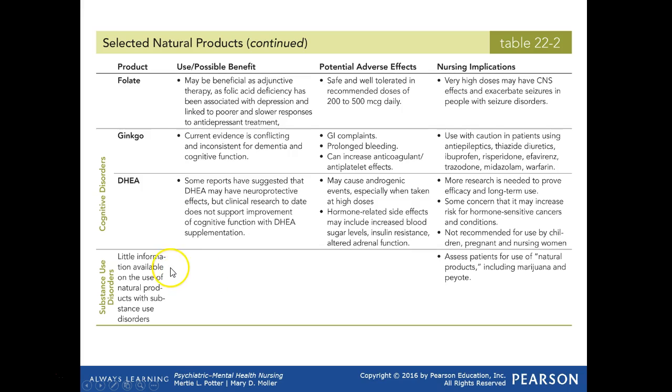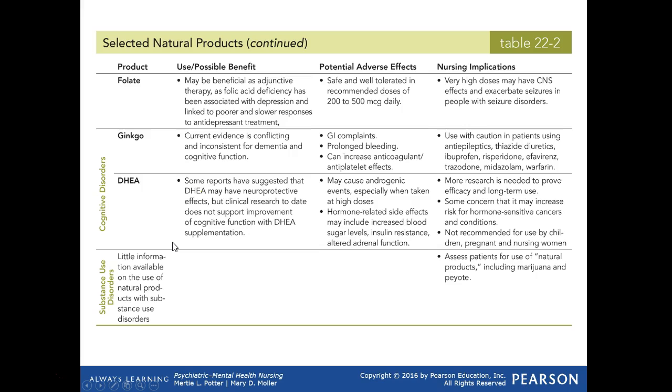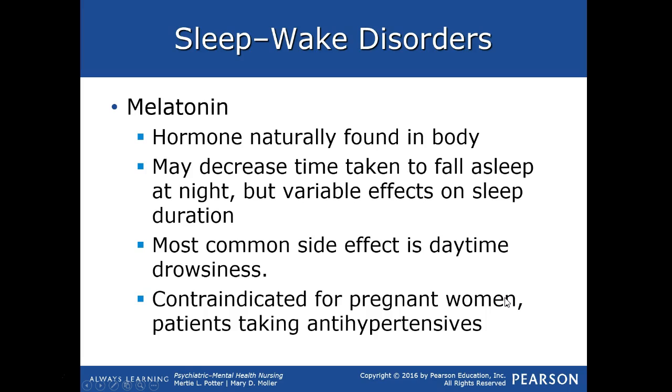If you look here under substance abuse, sorry about that, guys. There's little information available on the use of natural products with substance abuse disorders, but you want to assess the patients for use of natural products, including marijuana, because a lot of places don't see that as a drug, they see it as a natural product, as well as peyote, which is a very strong hallucinogen, as well as organic mushrooms. Some mushrooms are that way.